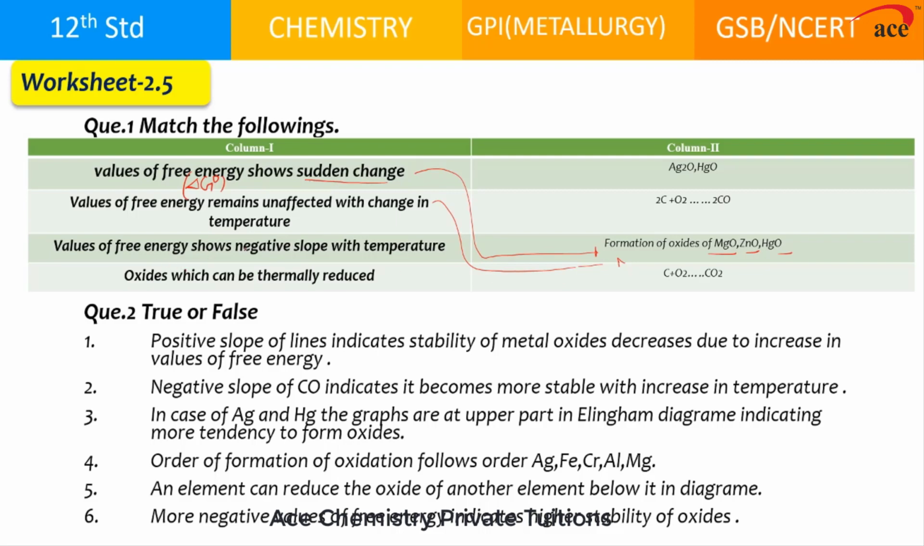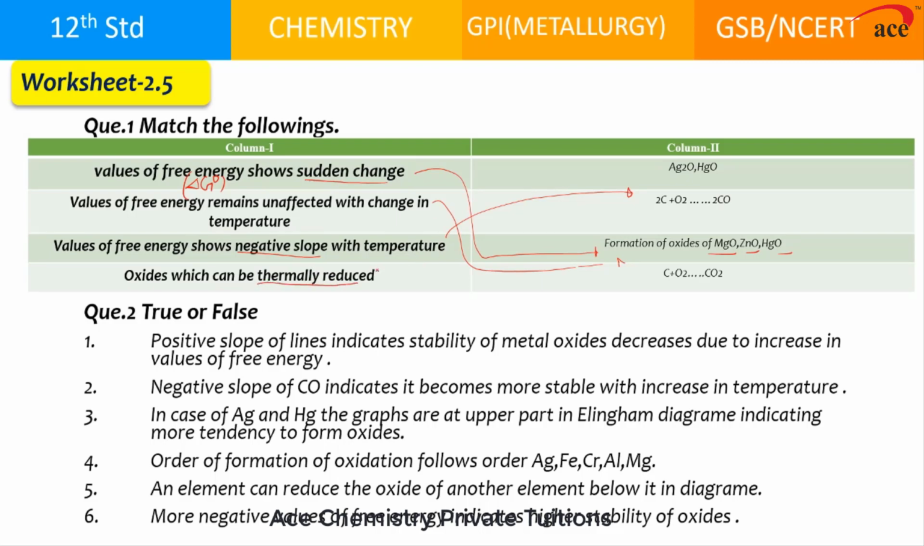Values of free energy show a negative slope with temperature. This is for the formation of carbon monoxide from carbon. For this graph, you will see every time the temperature is increased, the graph falls down, which shows the stability of carbon monoxide at higher temperature due to the lower or more negative value of delta G naught. Oxides which can be thermally reduced.